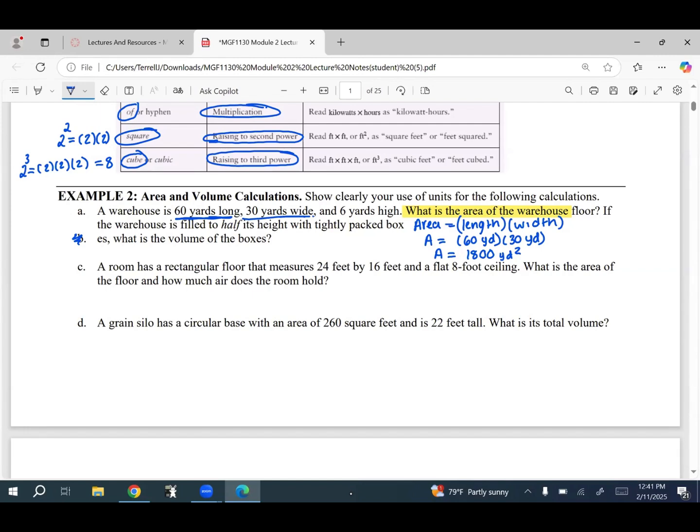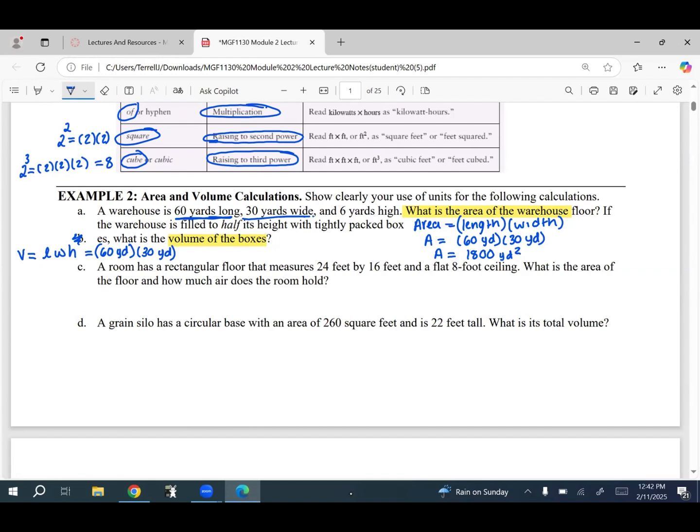Okay, the next thing they ask is if the warehouse is filled to half its height with tightly packed boxes, what is the volume? So the volume of the boxes. The formula for volume, I'm going to put V for volume, is length times width times height. So I put LWH. It is length times width times height. So I do have the length and width, right? So that's 60 yards times 30 yards. Now pay close attention to the height.